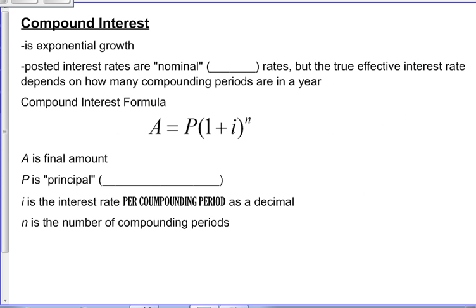Okay, the last topic we'll take a look at is compound interest. Compound interest is exponential growth. It just has its own sort of conventions that we want to be a little bit aware of, because you're definitely going to have to deal with compound interest at some point in your life, whether it's paying off credit card bills, whether it's taking out a loan, or making an investment. So compound interest is exponential growth.